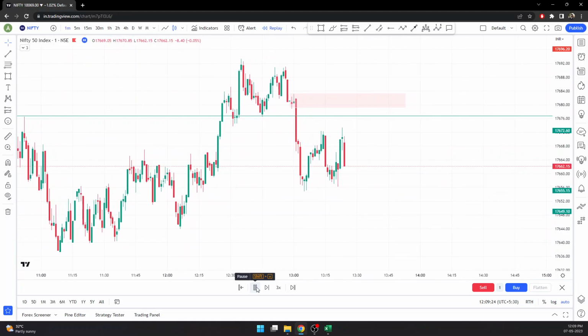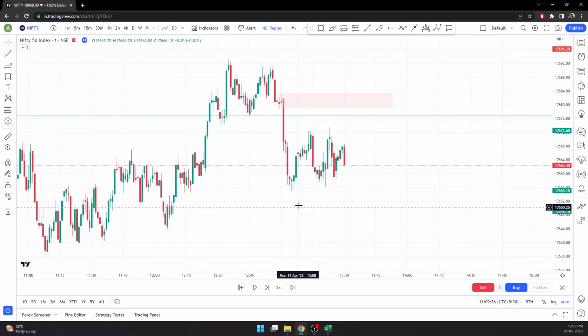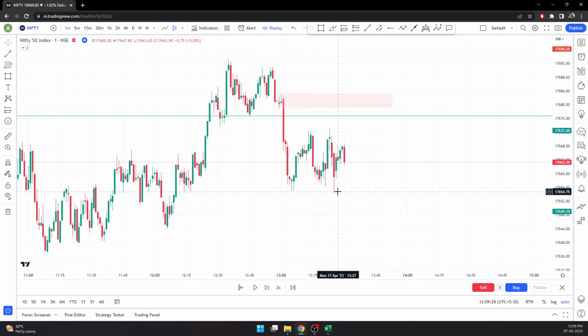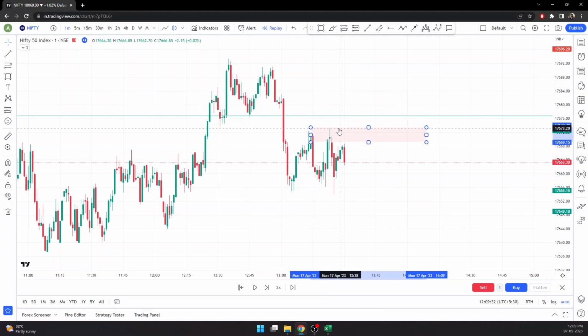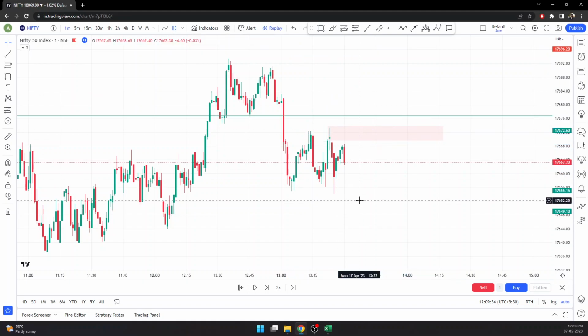No, it broke this particular structure. So for us, we are minimizing our levels here, and this is the level. This is the level where we'll try to look for the sell opportunities, but currently I am not taking any trade for this day.